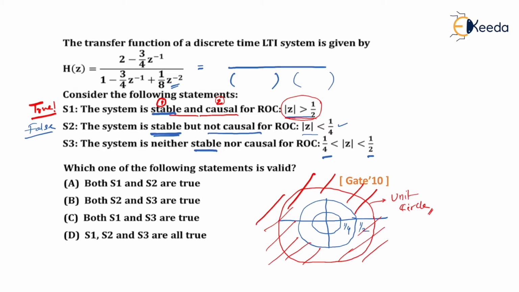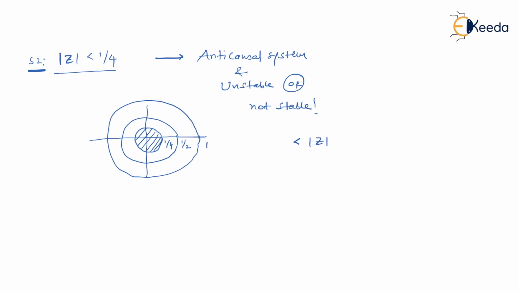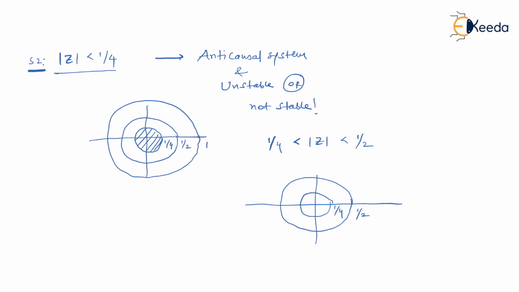Let us check the validity of S3. It says the system is neither stable nor causal for ROC lying between 1 by 4 and 1 by 2. Let us draw this. So mod of z is more than 1 by 4 and less than 1 by 2. Let us assume this is the 1 by 4 radius circle, this is the 1 by 2 radius circle, and there is one more circle for checking the stability, that is the unit circle. Now the ROC is lying between 1 by 4 and 1 by 2, so the ROC is lying here.